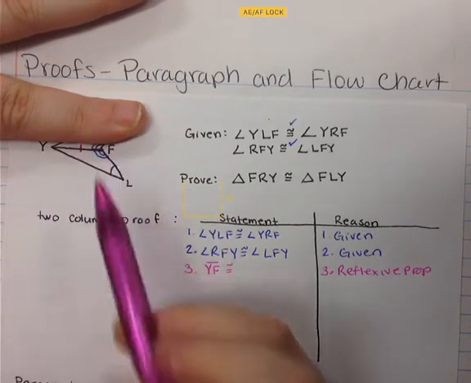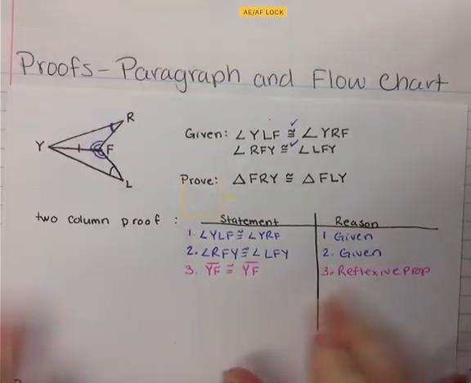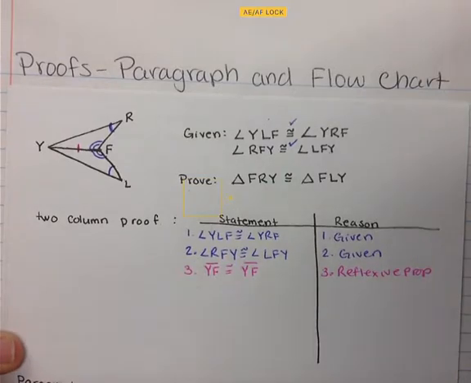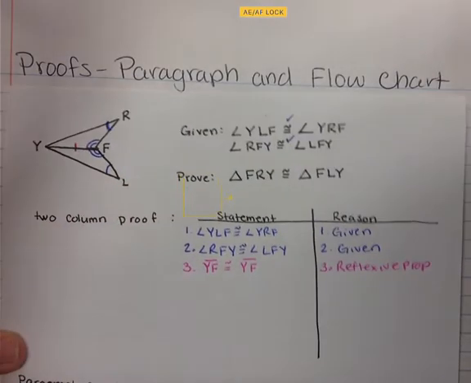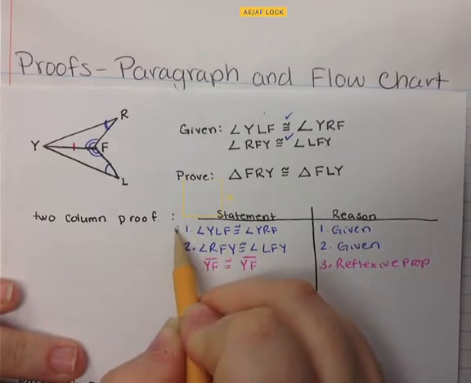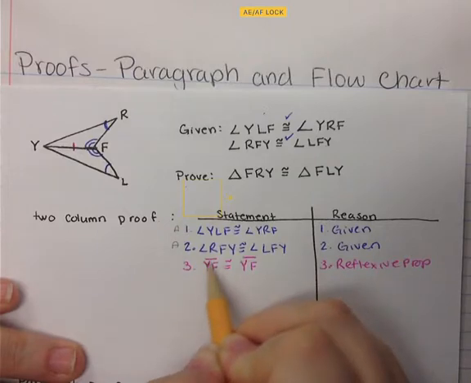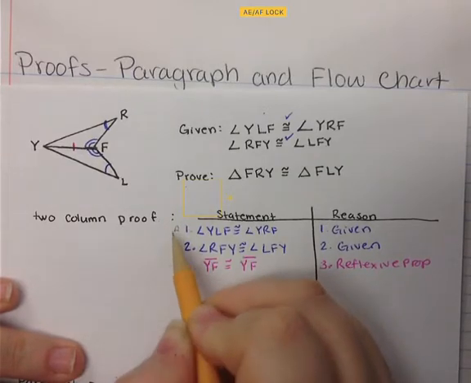So YF to YF as well. Segment YF is congruent to segment YF because of the reflexive property. Now we have 3 things. So now to look at what we have. This first one is an angle, so I'm going to put an A. The second one is an angle, so I'm going to put an A. And this third one is a segment, so I'm going to put an S.